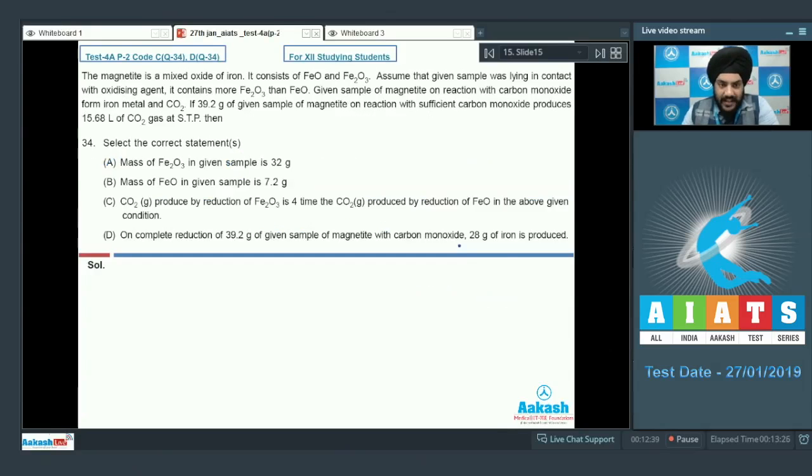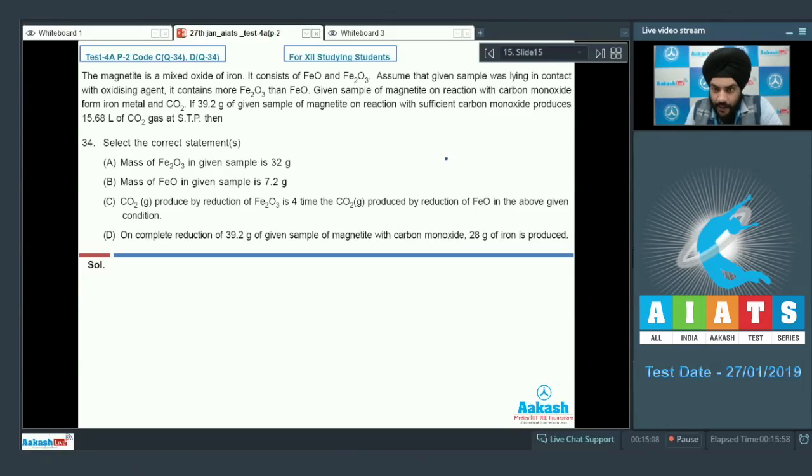So in the paragraph for question number 34 and 35, we have been told that magnetite is a mixed oxide of iron. It consists of FeO and Fe2O3. Assume that the given sample was lying in contact with oxidizing agent, and hence it contains more Fe2O3 than FeO. So the given sample of magnetite on reaction with carbon monoxide forms iron metal and CO2. And if 39.2 gram of the given sample of magnetite on reaction with sufficient carbon monoxide produces 15.60 liter of CO2 gas at STP, then we have to talk about the content of the sample.